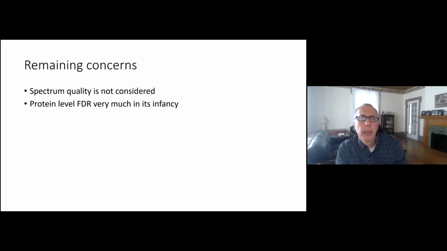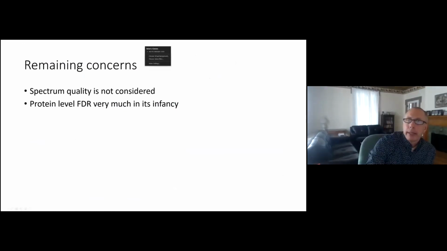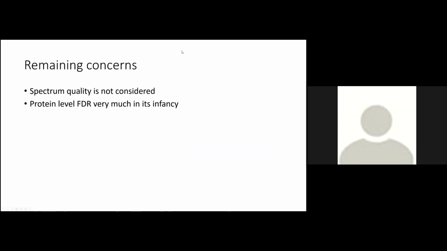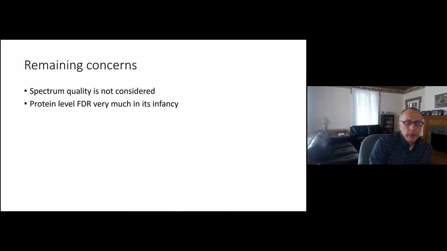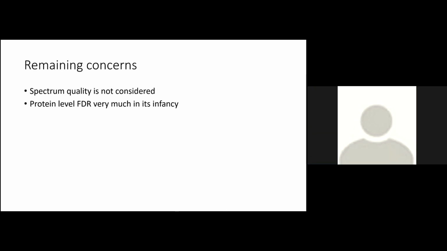I can stop sharing unless people have specific questions about any of the slides. I have one slightly burning question, which is, with this protein level FDR, my understanding is that all of the statistical methods are for protein identification, in quotes, like just identifying a protein from a gene. Yeah, that's right. Nothing developed for protein isoform or proteoform level FDR.